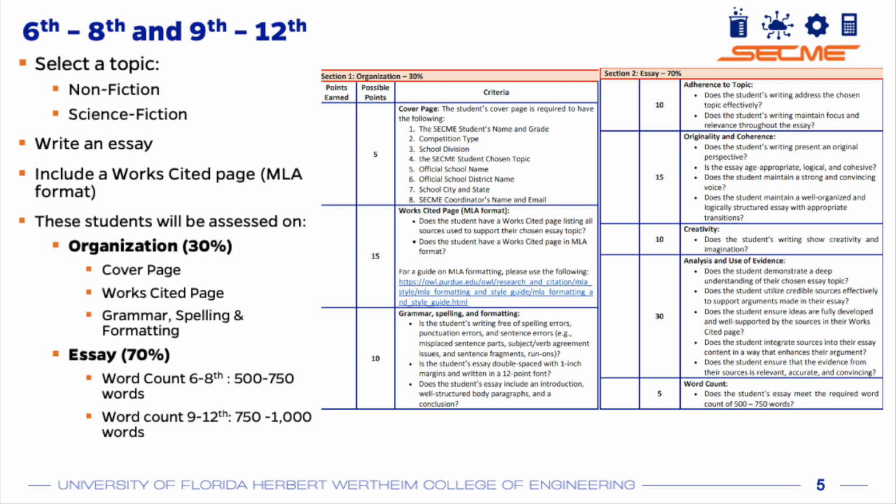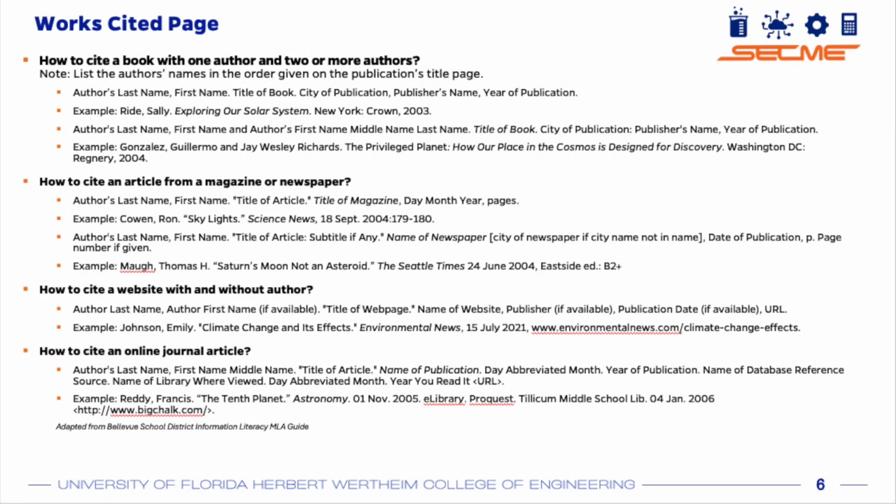6th through 8th grade has a 500 to 750 word count, and 9th through 12th grade has a 750 to 1,000 word count. And once again, I've included a works cited page that shows how students are supposed to correctly cite their sources using MLA format. Once again, this shows how to cite using a book, an article from a magazine or newspaper, a website, or even an online journal. Please make sure to share this with your students as well so that they know how to correctly format their citations.